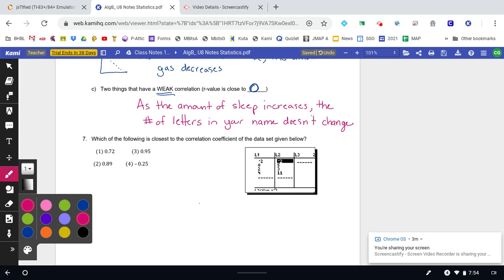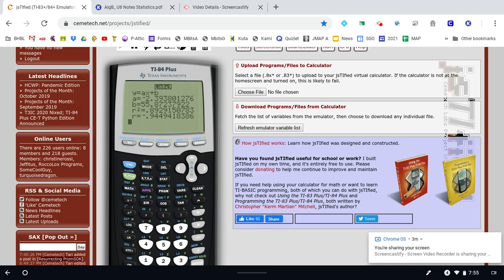All right, number 7. Which of the following is closest to the correlation coefficient? So we're looking at as these numbers are going up, are these numbers going up or going down? Well, they look like they're going up. So I automatically know it's not going to be number 4. Now, if I want to be precise, I'm going to go to my calculator.